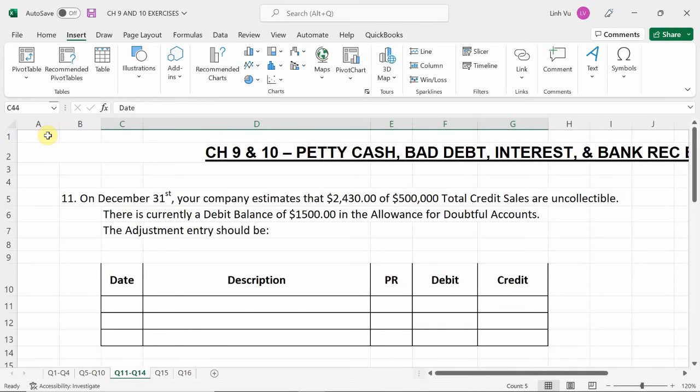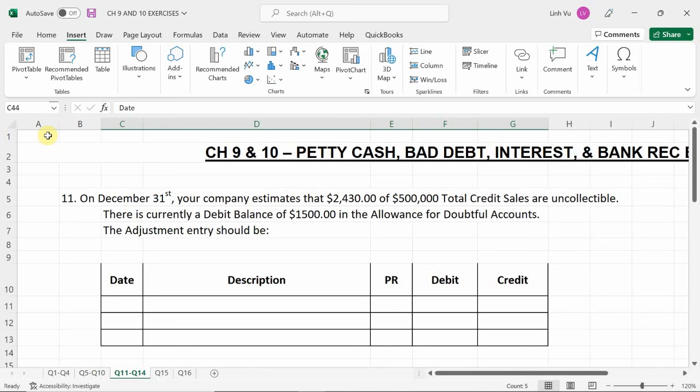So let's go ahead and practice the bad debt expense calculations here. If on December 31st, your company estimates that $2,430 out of a $500,000 total credit sales are to be uncollectible, and there's currently a debit balance of $1,500 in the allowance for doubtful accounts, record the adjustment entry. So in this case, our estimated amount is $2,430. What is the keyword that we need to look for to determine which method we're using?